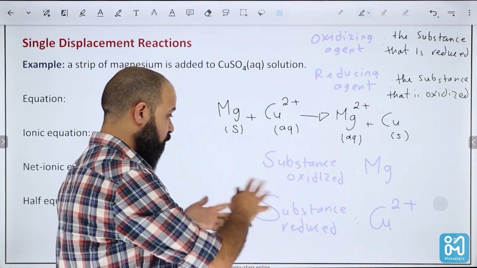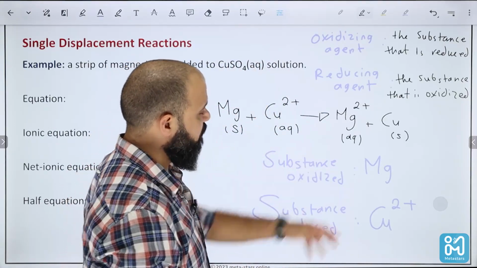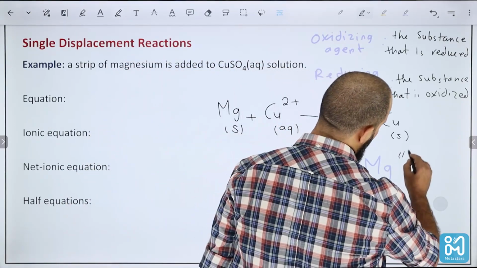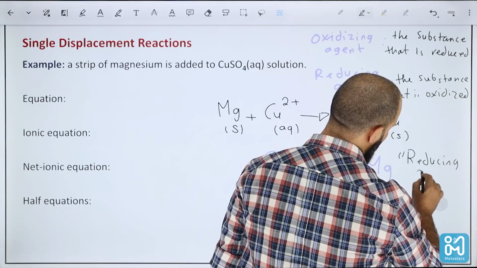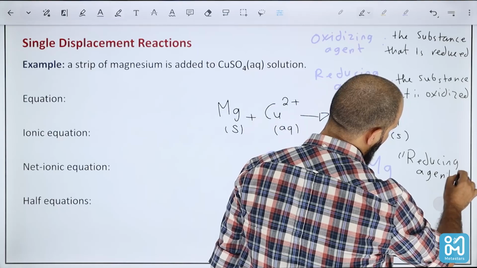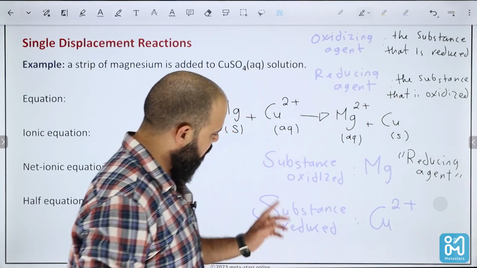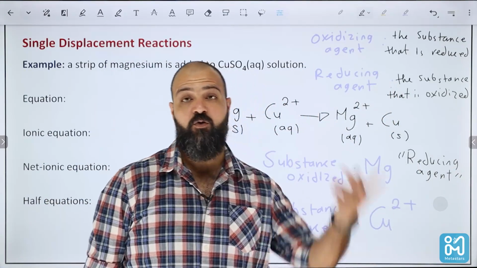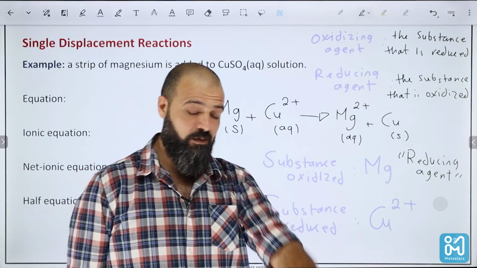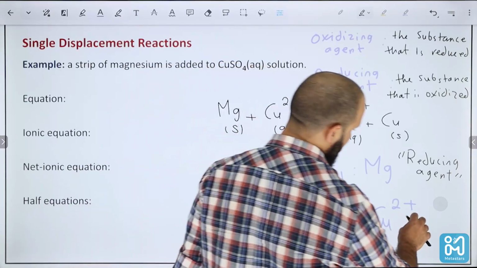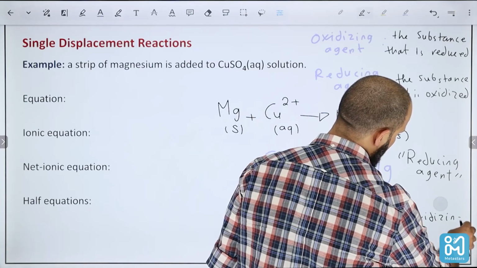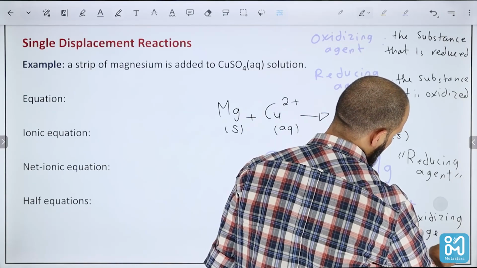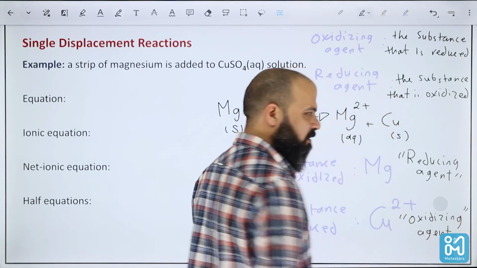So in this case, the substance oxidized is magnesium, so it is the reducing agent. And the substance reduced is copper ions, so they are the oxidizing agent. Copper ions are the oxidizing agent. It's very easy.